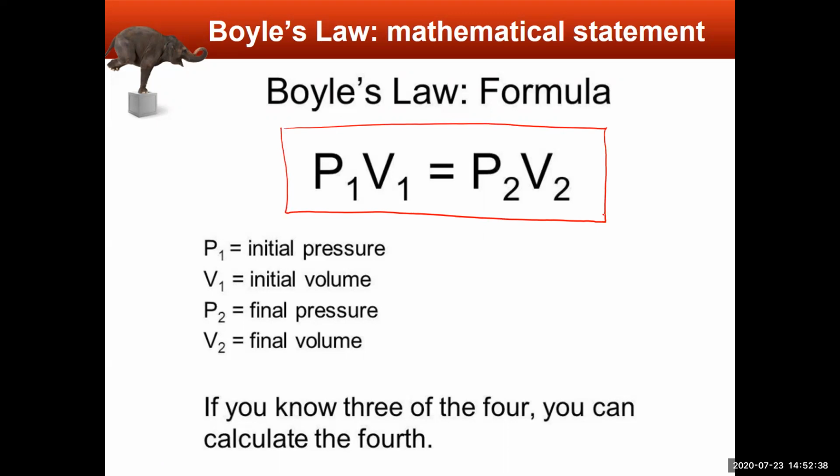And so the mathematical statement is P1V1 equals P2V2. And the nice thing about this is if you know any three of these four, you can calculate the fourth. And that's what we're going to do in some examples in class.